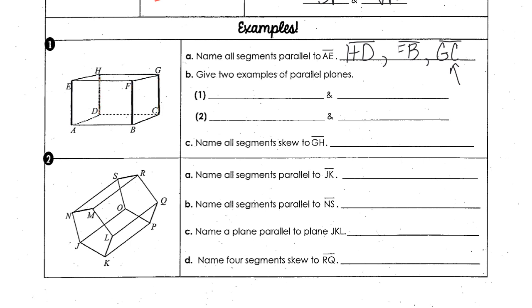Now we want to give 2 examples of parallel planes. I'm going to pick plane FBC. Remember that you didn't have to use those 3 letters. You can use any 3 letters to name a plane. I could have easily said GCB. So that plane is parallel to plane HEA. So it's the other square on the other side. Here I have plane BFE. It is parallel to plane CGH.